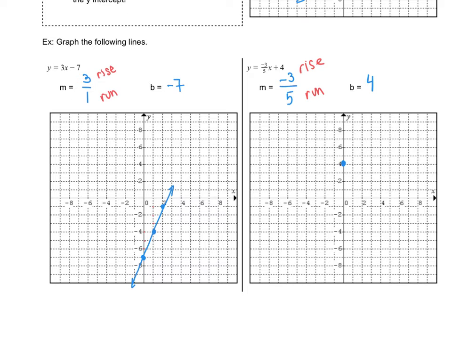So let's rise negative 3. So down 3, 1, 2, 3. And then run positive 5. So 1, 2, 3, 4, 5.